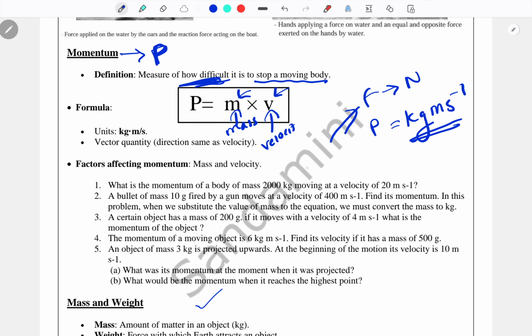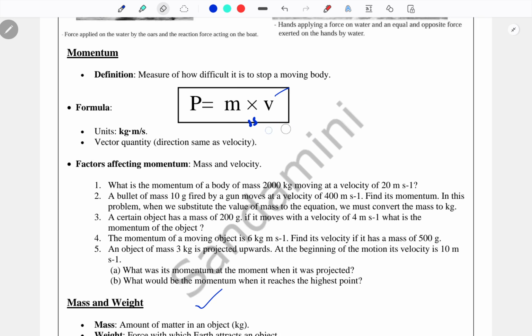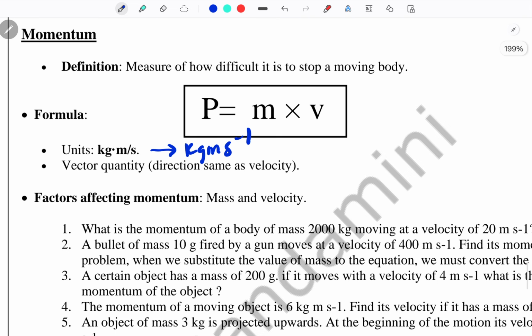But in force we are not writing it like mass is kilogram and acceleration is meters per square second. No, not that way. We do that for force only, to give credit to Isaac Newton, we use this Newton. Okay, not this one. So if you understand this, you know the unit here also. This is kilogram meters per second, and it is also a vector quantity.